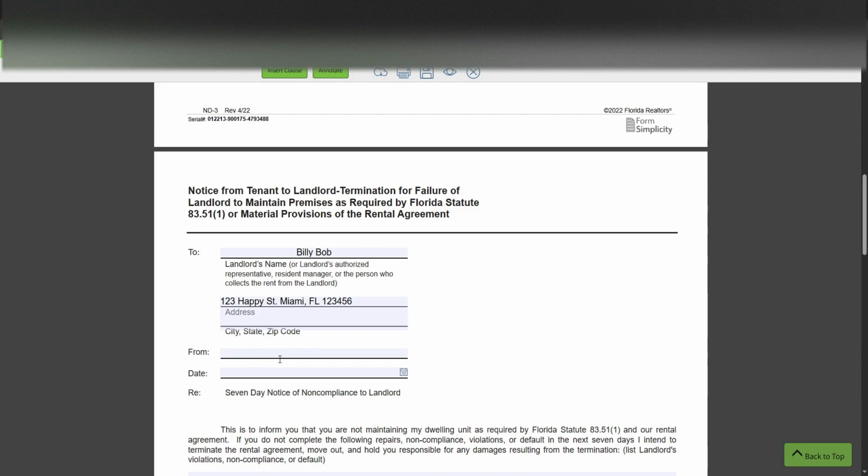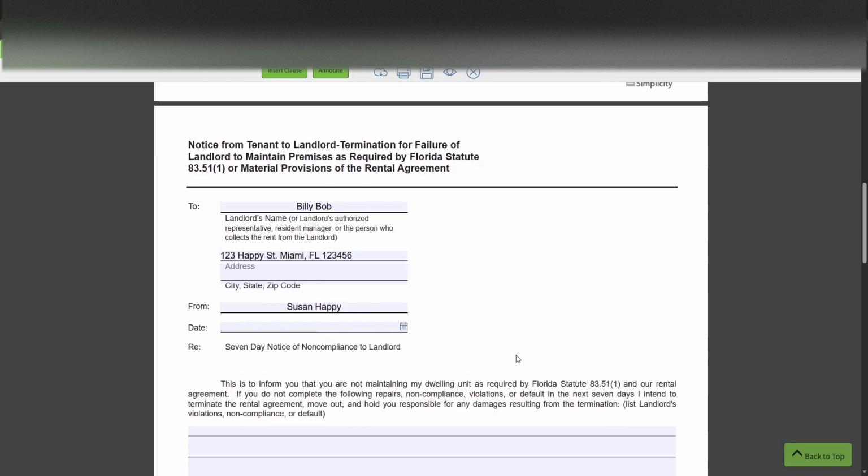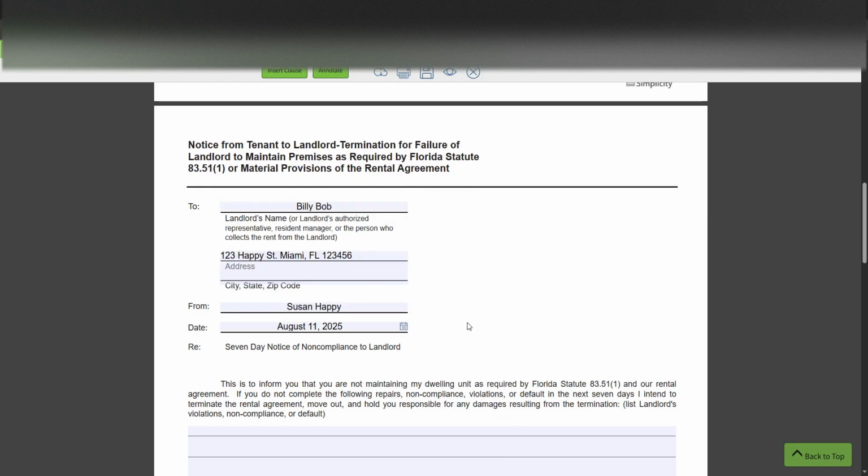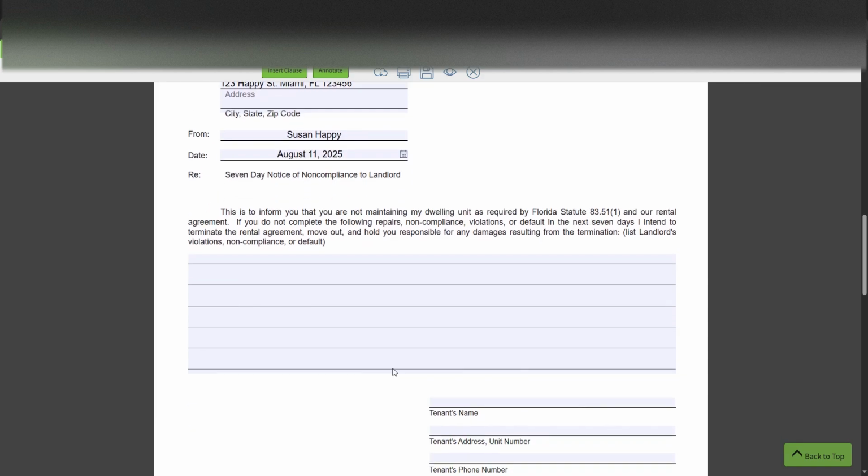Now from down here, you put the tenant's name down here. So let's just say the tenant's name is, just put a placeholder there. Whoever the tenant is, you put there. You put the date here when this notice is being sent out. And the rest of it's filled in pretty much.